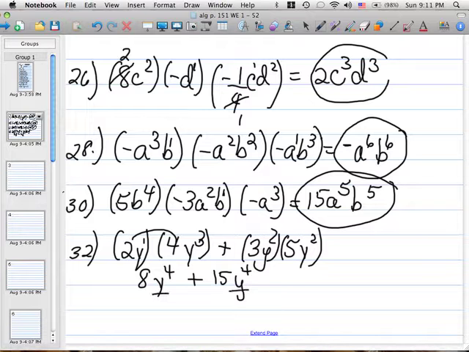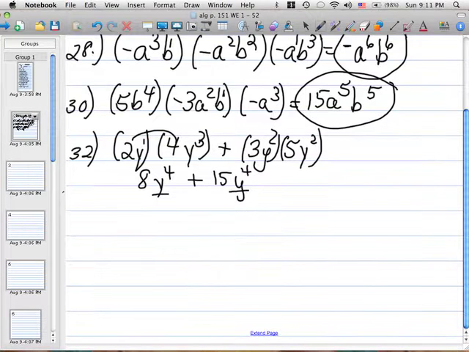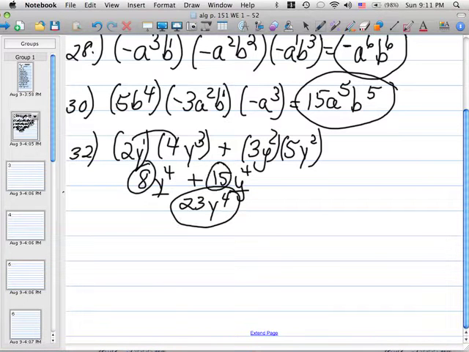Now since the y to the fourth is the same in both terms, these are like terms. Now this is where you've got to be careful. When you're adding, you only work with the coefficients, never the exponents. So the answer is 23, y to the fourth. You only work with the coefficients with adding. When you're multiplying, that's when you work with both the coefficients and the exponents. So be careful.